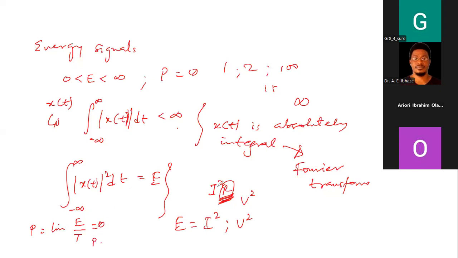So it means the power of the signal is 1 over T, integral 0 to T, mod S of T squared dt. Okay? Now, if this describes my energy signal, the value of the energy must be finite, such that the power is equal to 0. How about my power signal?